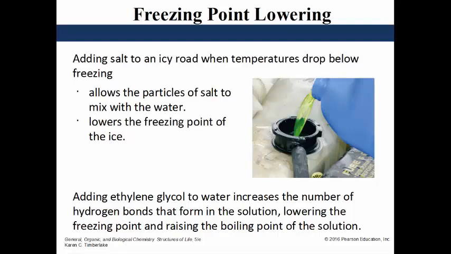An example that we saw earlier is adding the antifreeze to the radiator. By adding the ethylene glycol to the water in the radiator, you are forming hydrogen bonds between the water and the ethylene glycol, and because of that process, you are lowering the freezing point, which is why it's called antifreeze, and also you're raising the boiling point of that solution.